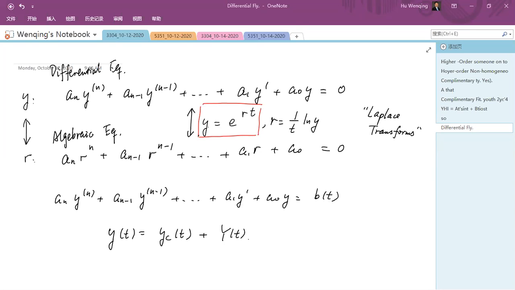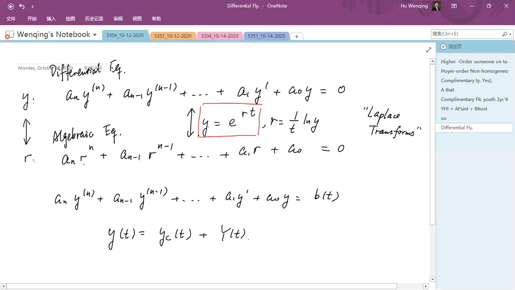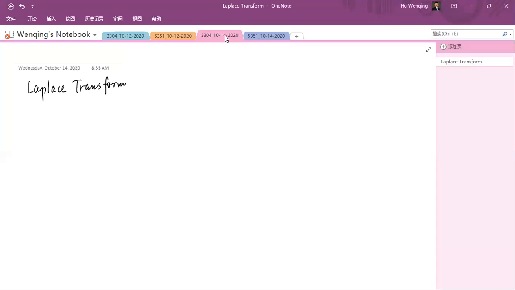So what is a Laplace transform? A Laplace transform is a transformation, more general than r, because r is just a number. You just transform the function to a number. Here, the Laplace transform is transforming a function. You transform a function f of t into a capital F of s. That is going to be the transformation.